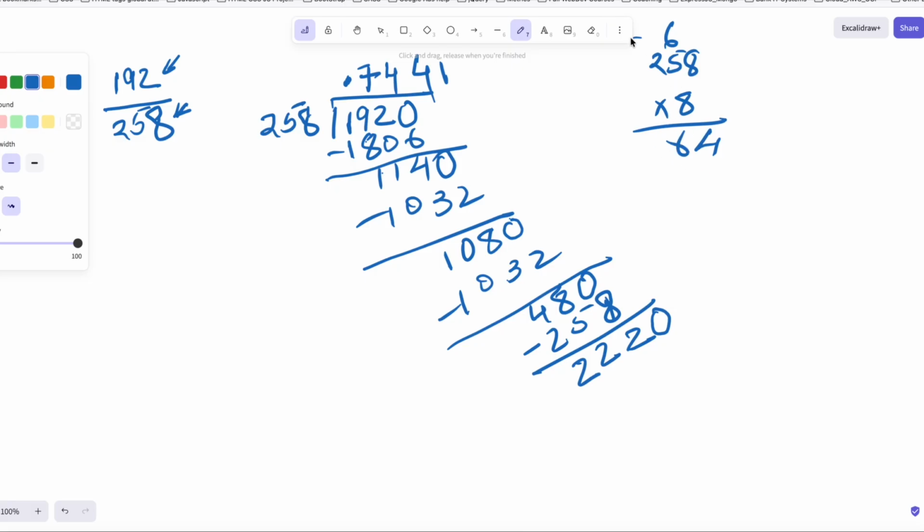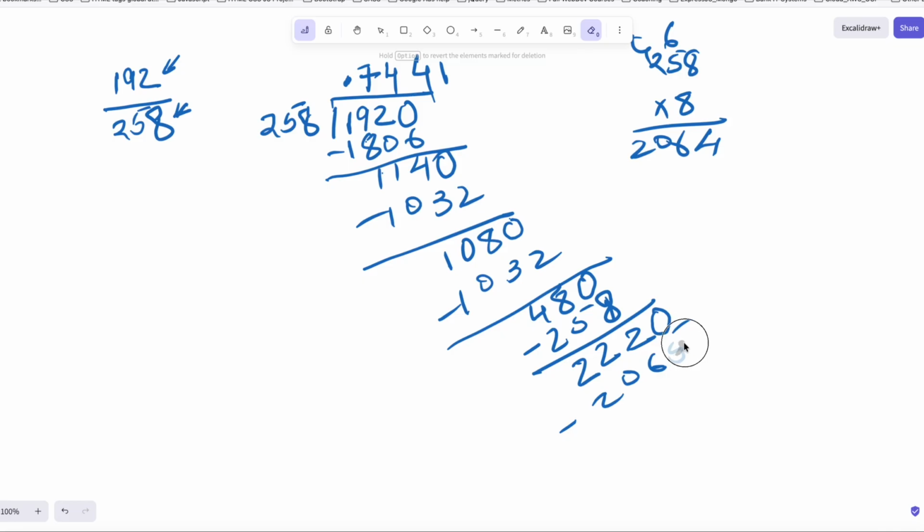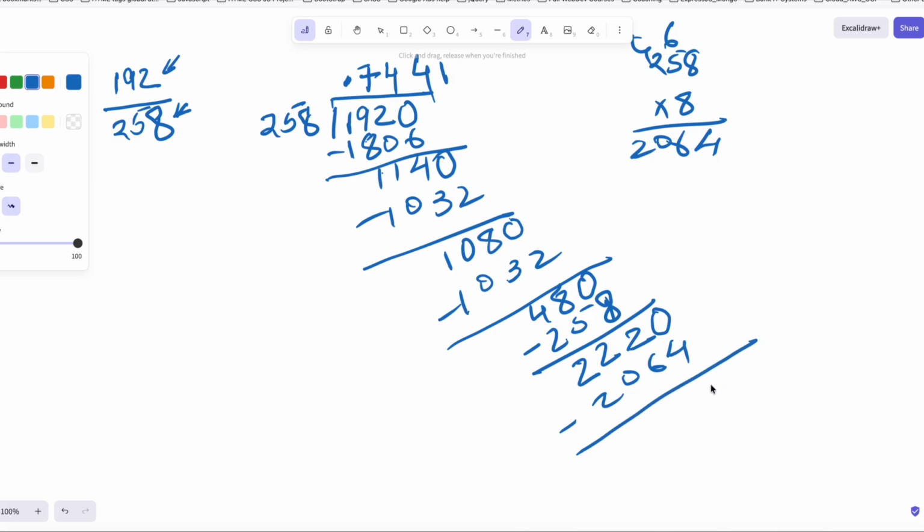It'll be 6 and 4. This is 2064. So this is 2064. Make sure I write it correctly here. Accidentally wrote a 5, so this is 4. You subtract it. What do you get? You get 6, and this is 7, 5, 1, and that's it. 156 is the answer. Okay, so 156 is the answer when you subtract this.